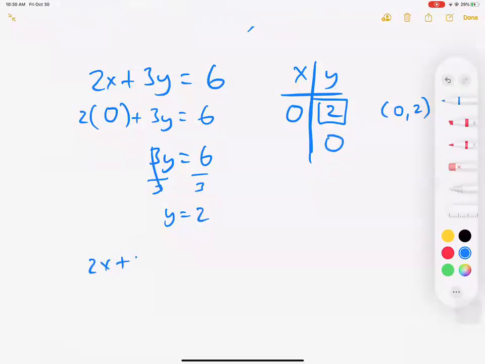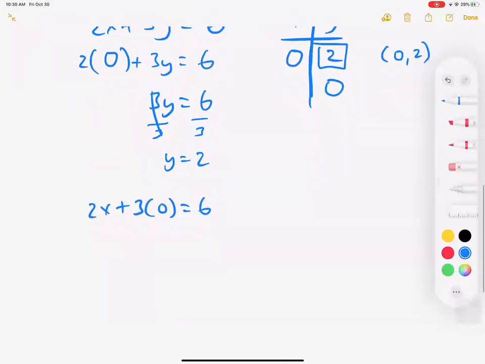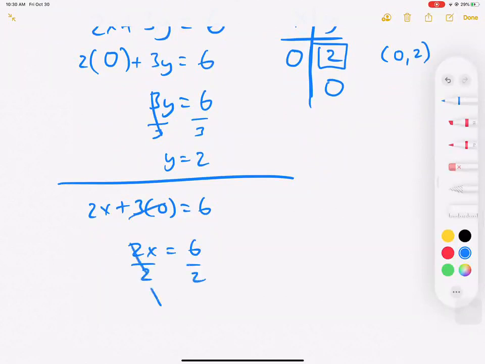2x plus 3 times 0 equals 6. Well, 3 times 0 is 0, right? So we're left with 2x equals 6. We don't have to write this anymore. That's gone. We use our one step to solve for this. x equals 3. Okay, so if y is 0, x must be 3. (3, 0).